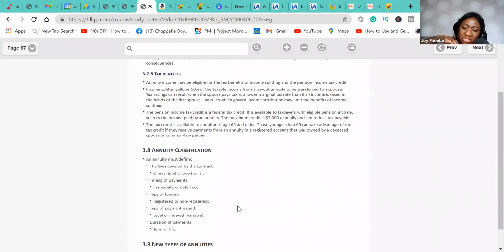Annuity classification. We can see some classification of annuity as follows.